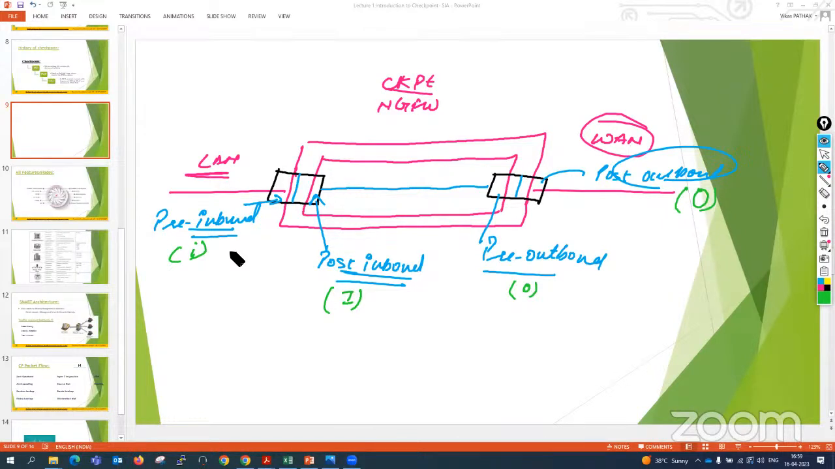in your troubleshooting and in your understanding of Checkpoint. So did you understand whatever I have told you about this Checkpoint hardware architecture or logical representation of Checkpoint? Any doubt in this particular representation? Any doubt in pre-inbound, post-inbound, pre-outbound, and post-outbound? Anyone? I hope whatever I'm saying, I'm able to convey the message to everyone, right?